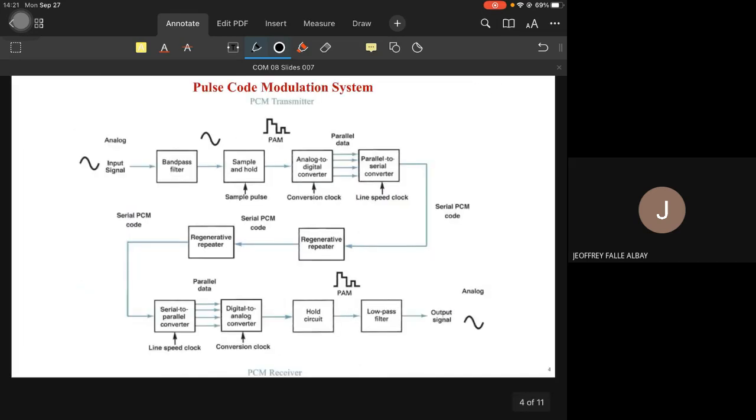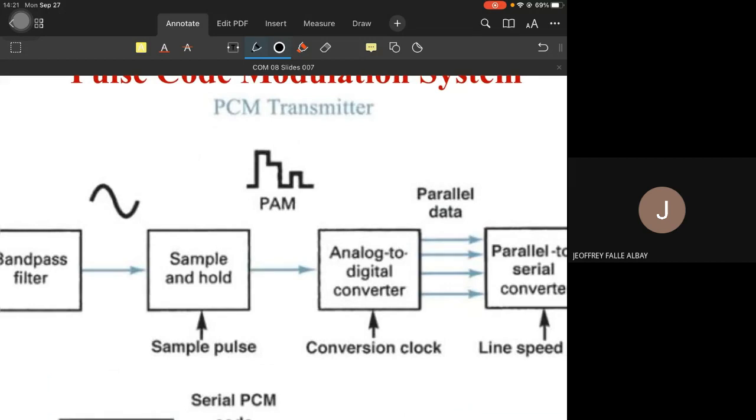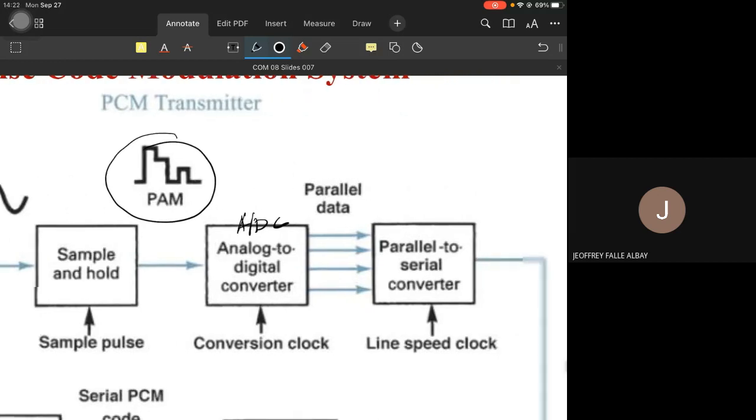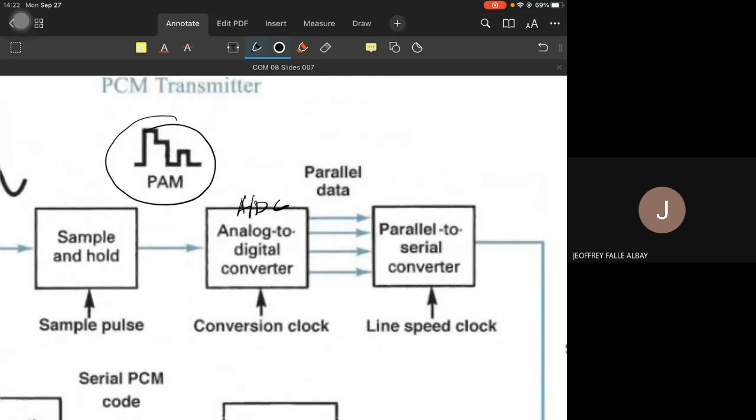So this is a simplified block diagram of a pulse code modulation system. Notice what I mentioned earlier: a PAM signal will be fed to an ADC, analog to digital converter. The output at this point is already PCM code, a PCM signal. Okay? So definitely it passes through PAM before PCM.